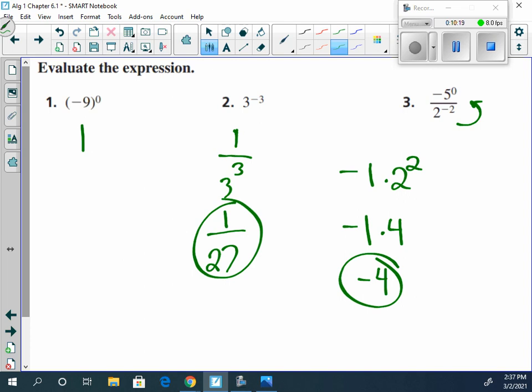Try typing it in to the calculator. So you hit the fraction bar, negative 5 to the 0, over 2 to the negative 2. And we can use this here. Same thing. Questions on this here?